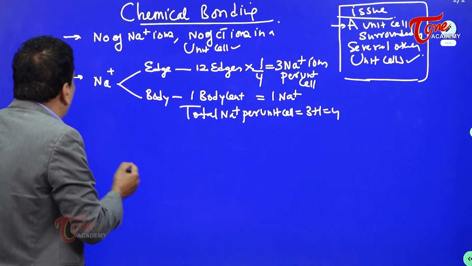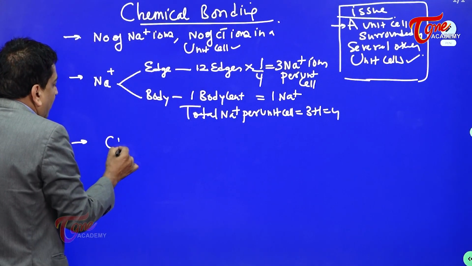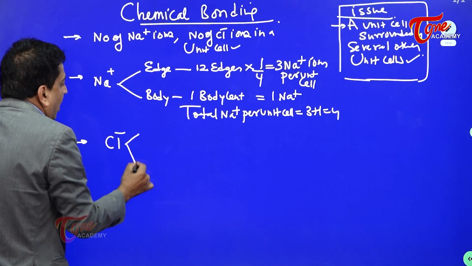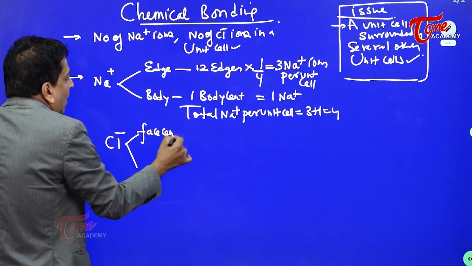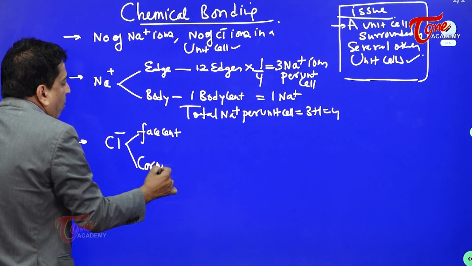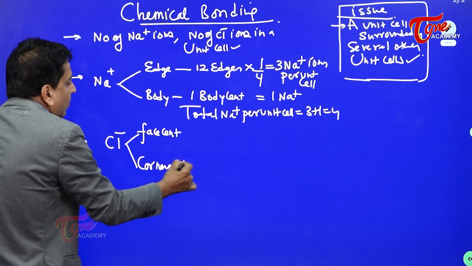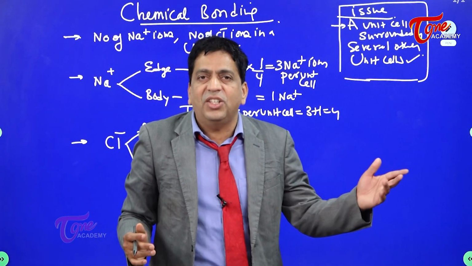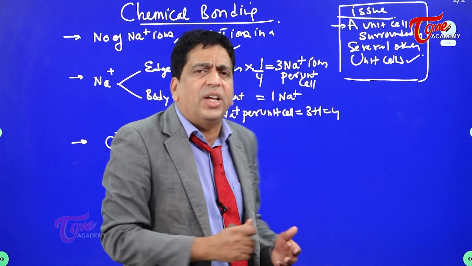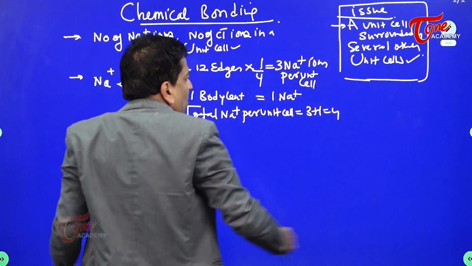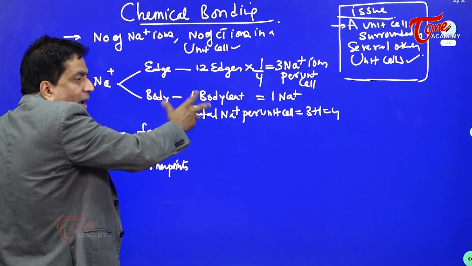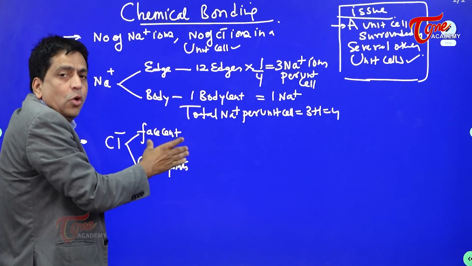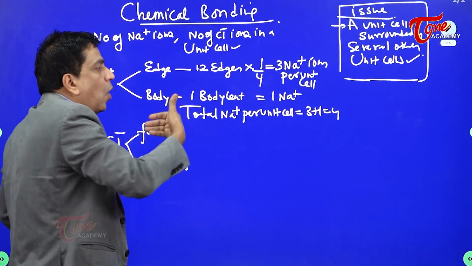Now coming to Cl−, look into this. Cl−, they are occupying what? Face-centered, and they even occupy corner points. You must understand. They are occupying face-centered and corner points. Now look into a face. This is a face. This is the center. You have a point, chlorine occupying. This wall is common to 2 rooms. It's common to 2 rooms.